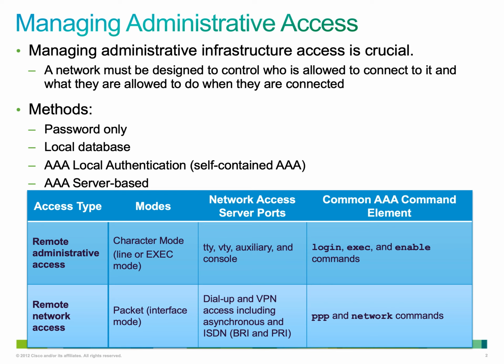So a network must be designed to control who is allowed to connect to it and what they're supposed to do when they connect to the network. We must give authorizations to people based on the job that they're doing. If you're in IT, your administrative access is quite different from someone who is just an ordinary user in the organization. Now, what are the methods that we use to give access to people?